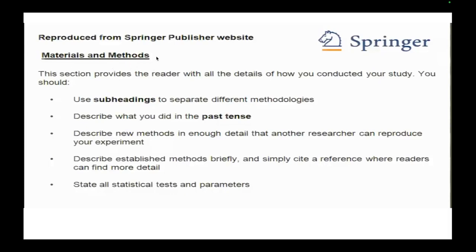Some other important points, taken from Springer, regarding the material and methods section. This section provides the readers with all the details of how you conducted your study. You should use subheadings to separate different methodologies. For example, if you have done five to six experiments or more to prove your hypothesis, use subheadings in the materials and methods section. One subheading may be materials, then the different experiments that you have done. Describe everything in the past tense. Describe new methods in enough detail that another researcher can reproduce them. I already told you, you have to mention enough detail so that it can be reproduced by another group.